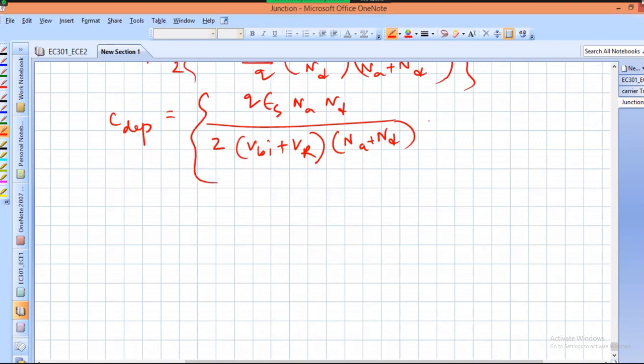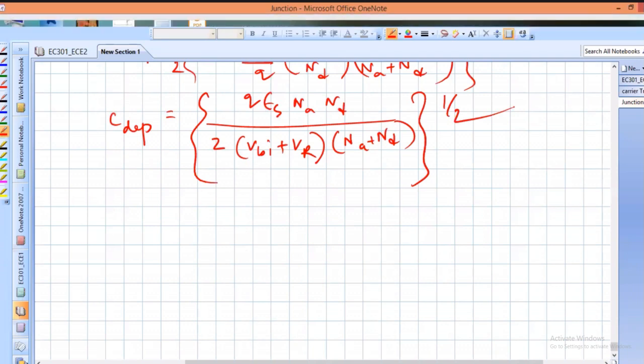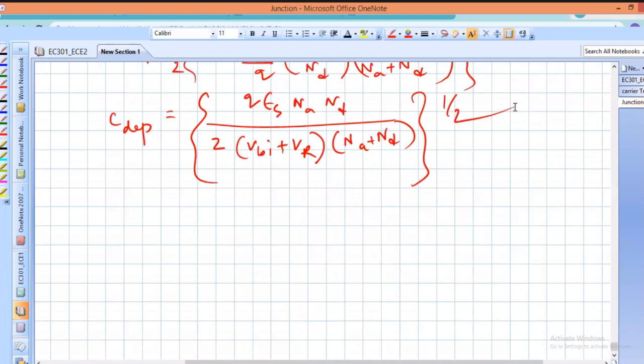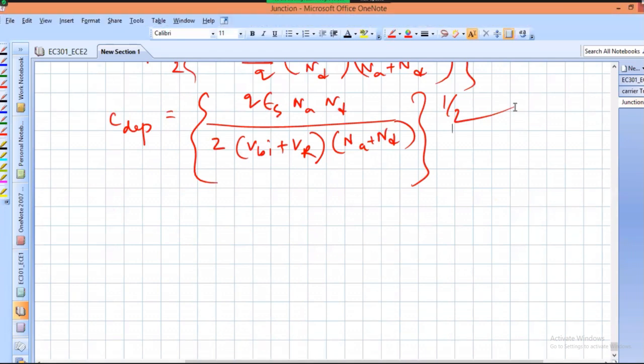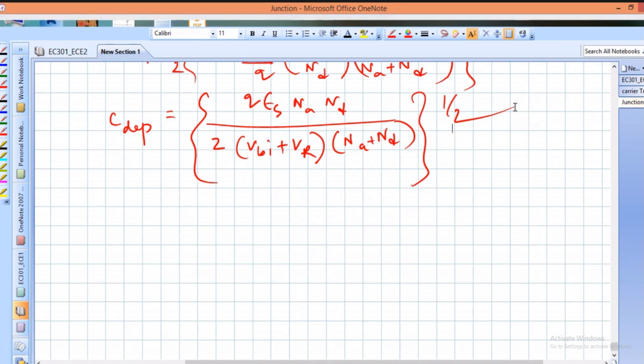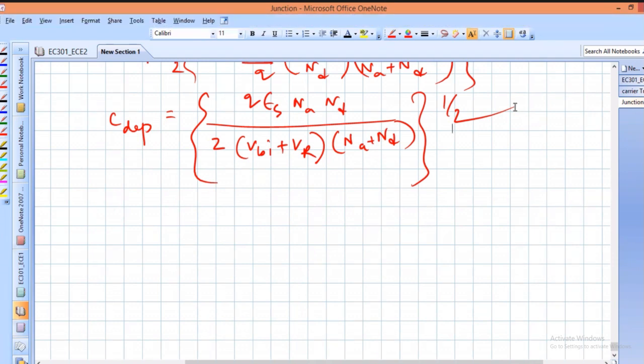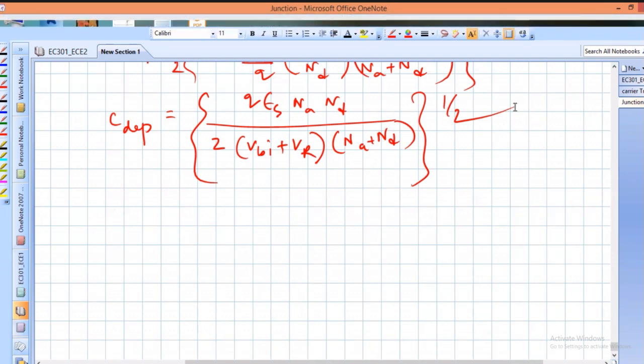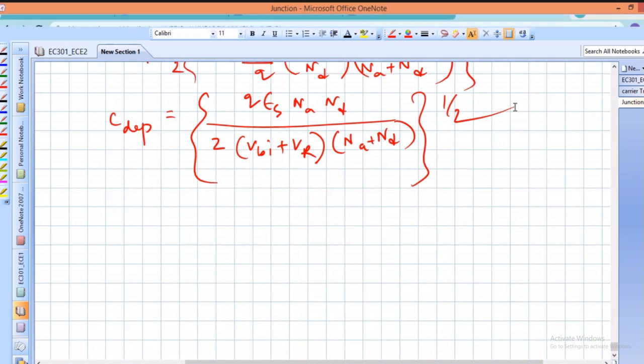And this will be whole within the square root. So this is the depletion capacitance which is observed in a PN junction under reverse bias. This is equal to square root of q epsilon S Na Nd divided by 2 (Vbi plus VR)(Na plus Nd).